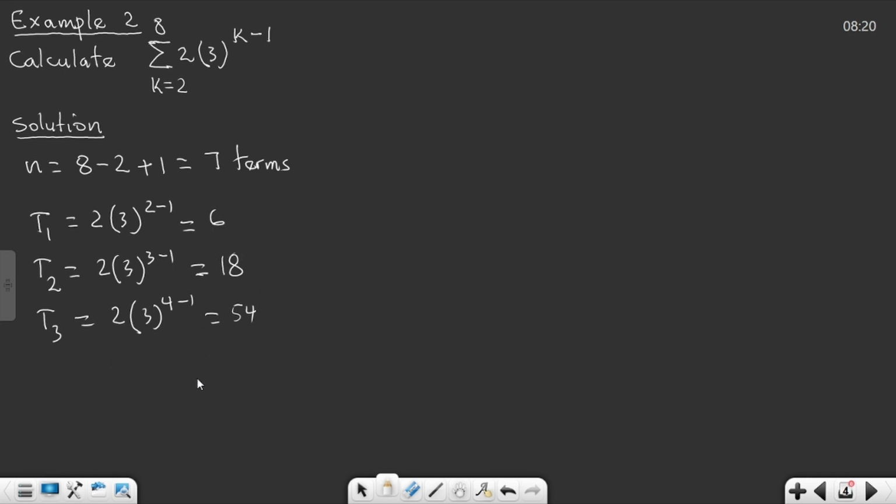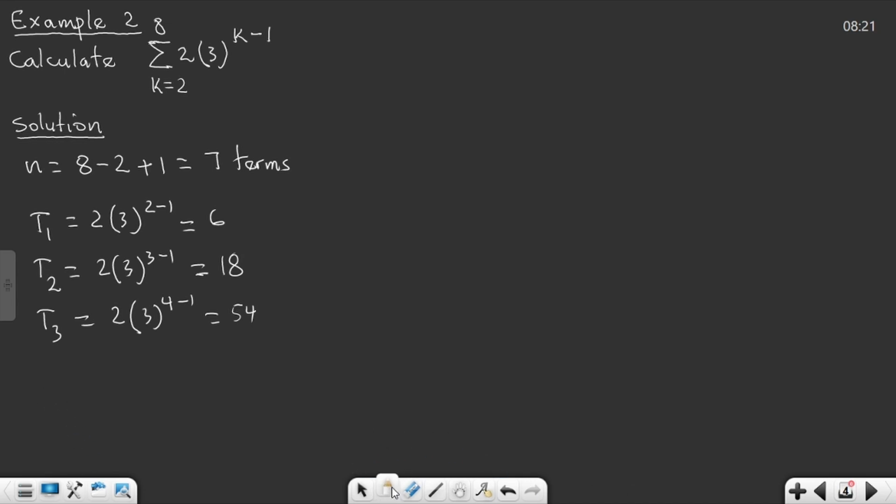You can continue, but let's say the last term, we don't know what it is, so we're going to call it Tn. We don't need to find it, let's just leave it. We have 3 terms here. We can deal with this one and then find the answer.